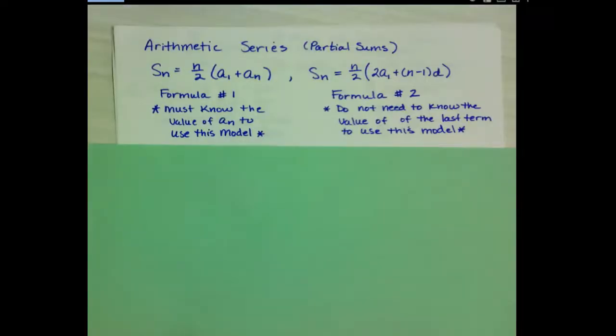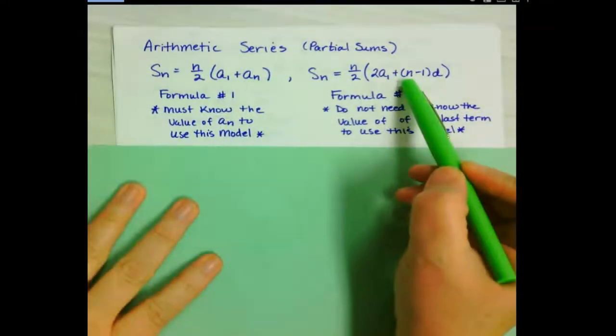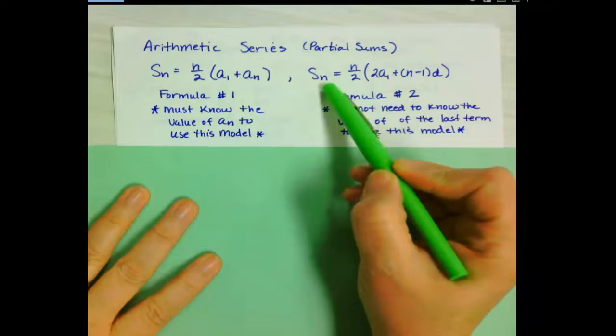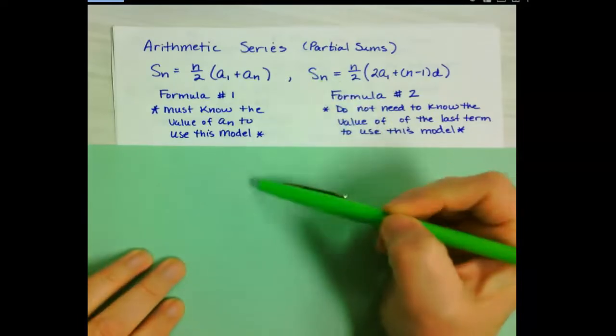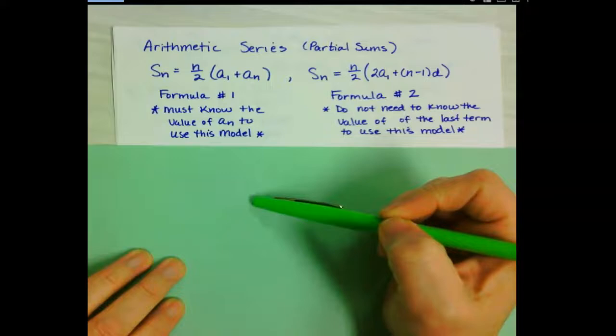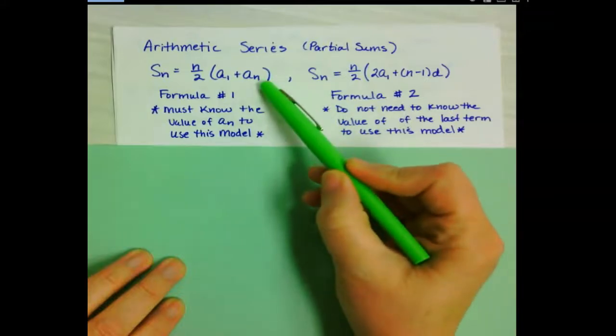Okay, so switching gears real quick, let's do a couple of quick reminders about series. In arithmetic series, we have 2 models that we need to know, and these 2 models are to determine partial sums, which you should recognize because it has S in a subscript. Yes, you do need to know both models because you'll use the models at different times. This is what I call the short model.